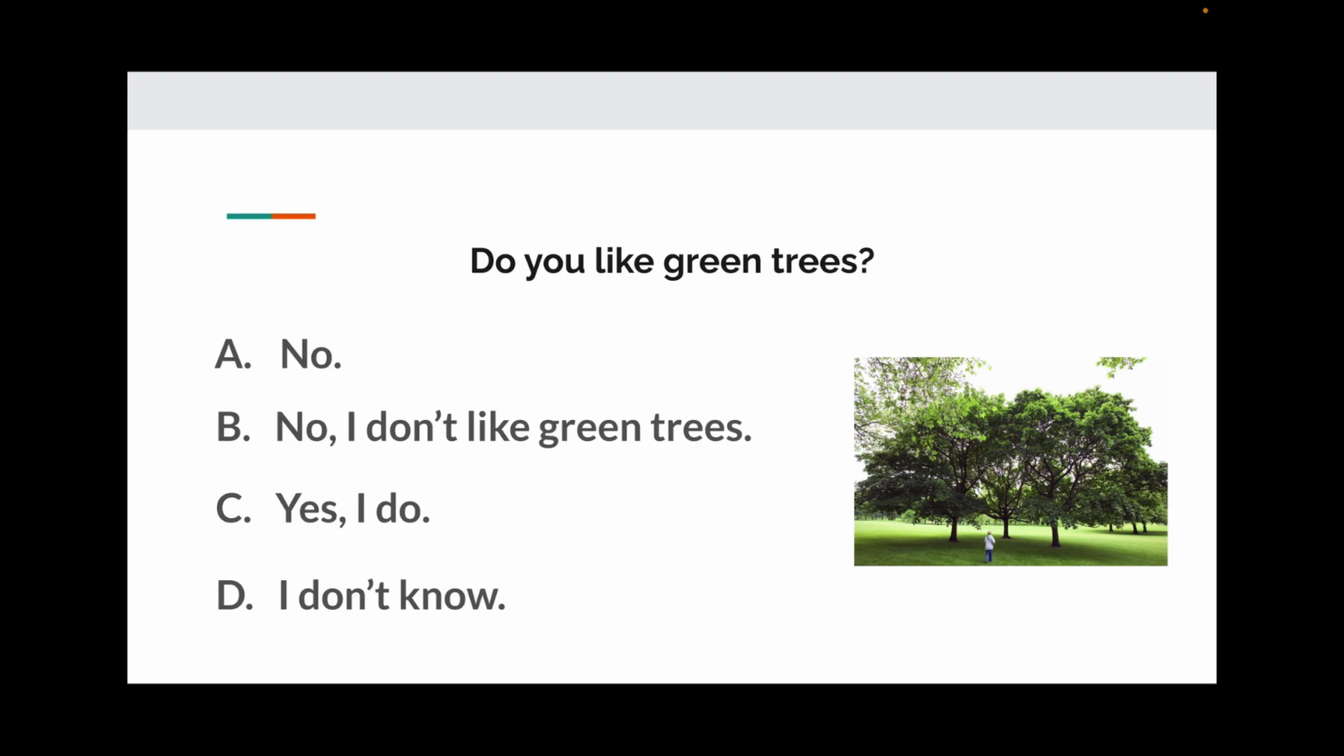Let's look at our answer. And so all of these are correct because you can answer this question with a simple no or yes, and you can answer this question with I don't know, especially if you are unsure if you like green trees.